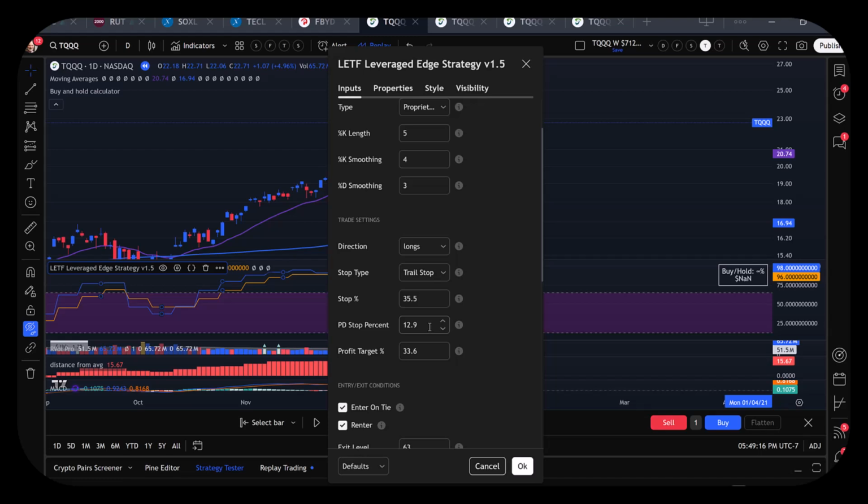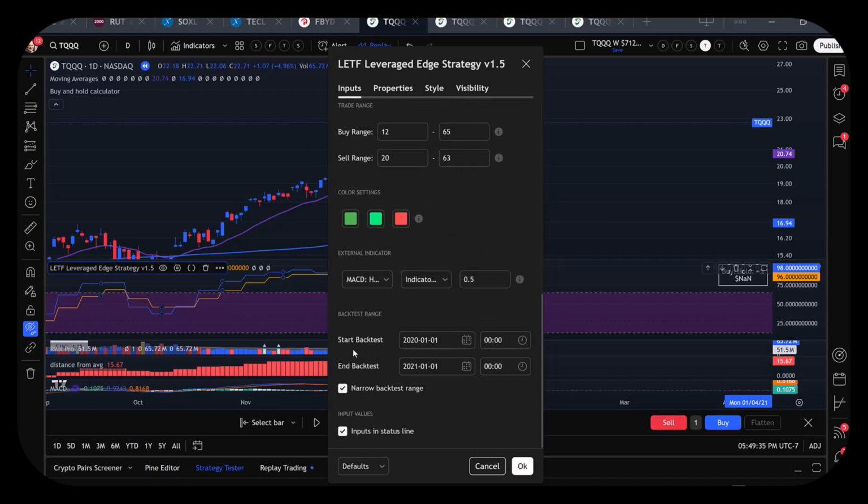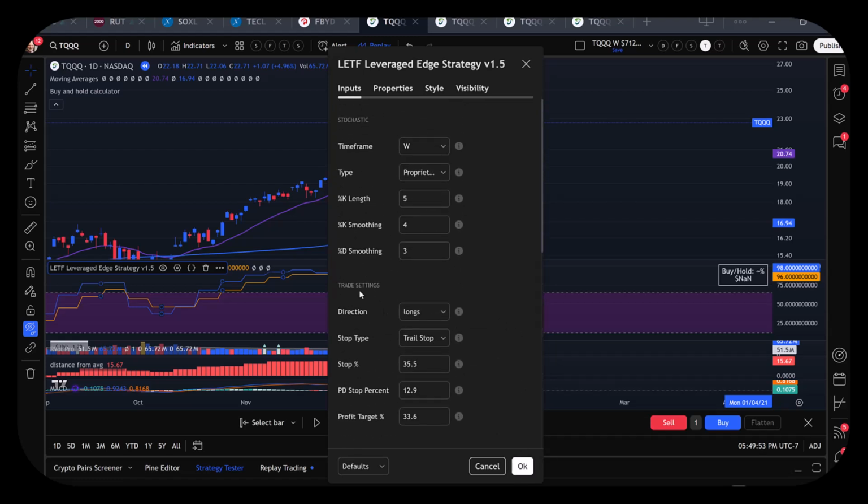It's not like a typical stop based on a buy point. So it's based on the prior day close. So it's a little different. We have a profit target percentage set for 33.6% for the weekly version of this. And right now I have it set to do a back test from the beginning of 2020, January 1st, to the beginning of 2021, January 1st. And I'm going to show you a little bit more on how we get here in just a second.